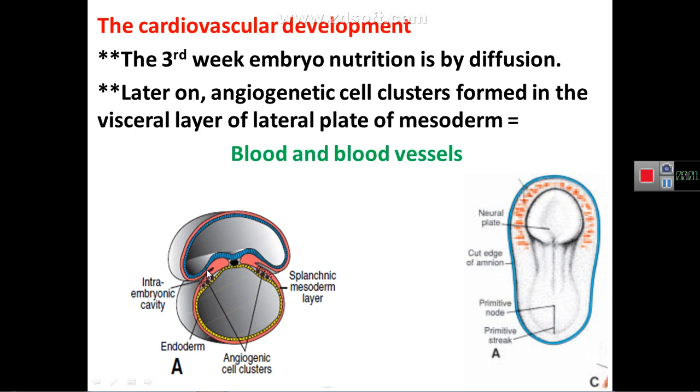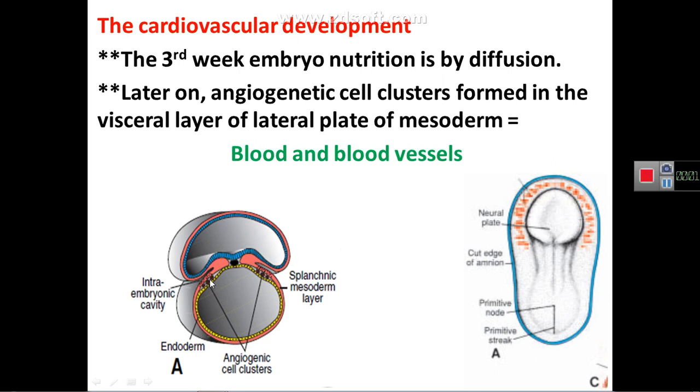And further lateral to the intermediate mesoderm is the lateral plate of mesoderm. This lateral plate of mesoderm is divided by the intra-embryonic cavity into a layer near the ectoderm, called the somatic layer of lateral plate of mesoderm, and a layer near the endoderm, called the visceral layer of lateral plate of mesoderm. After the third week, this visceral layer will form clusters of cells called angiogenetic clusters of cells.